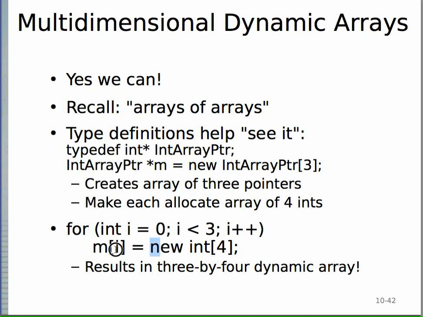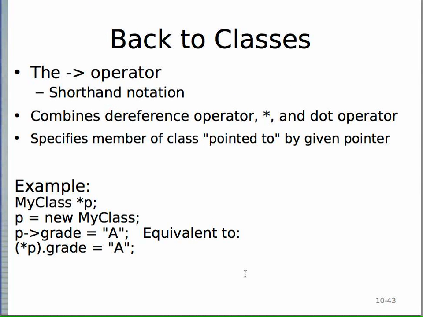We say for each row, m sub i, for the ith row, create a row that contains 4 columns of data. And this creates a 3 by 4, that is a row by column, 3 rows by 4 columns dynamic array. Okay, in the next section we'll go back to classes.